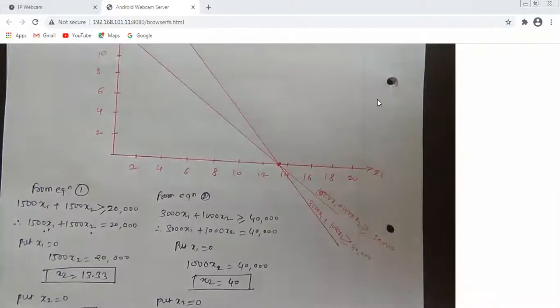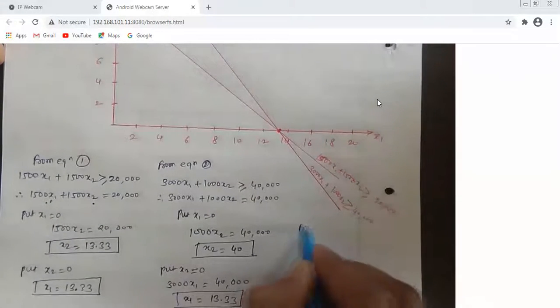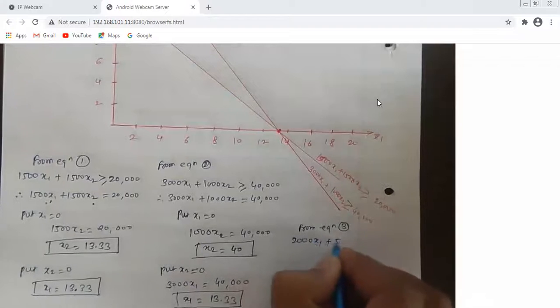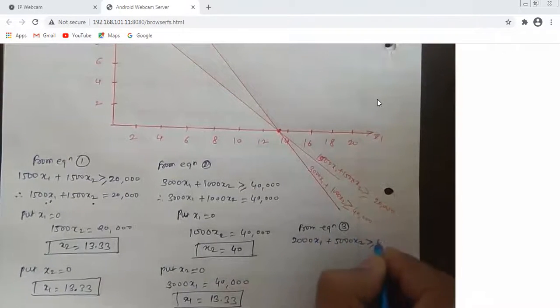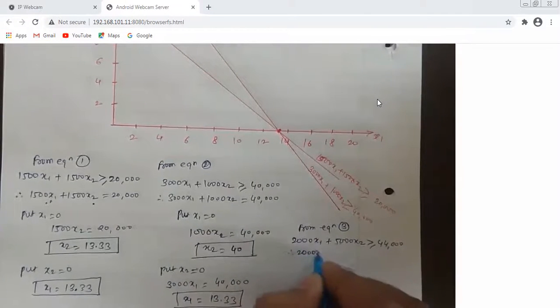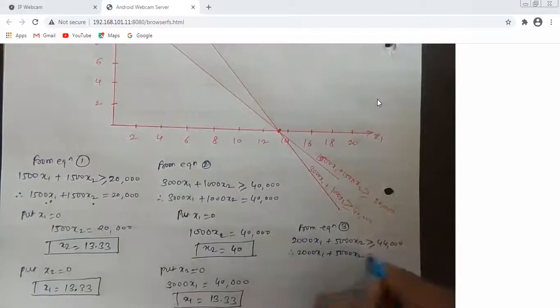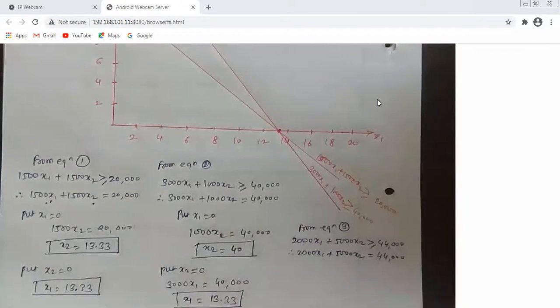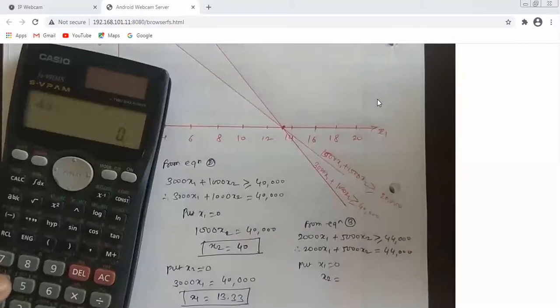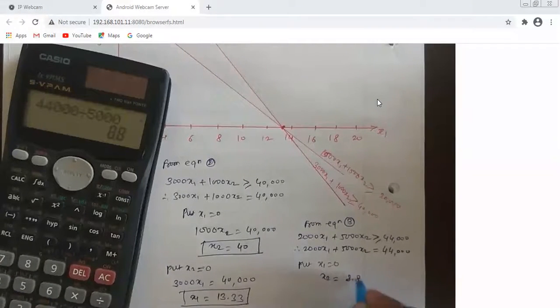Now we'll get the value of x1 and x2 from equation number 3. What is that equation number 3? 2000 x1 plus 5000 x2 greater than or equal to 44,000. This is the equation, and we can write this equation like this. 2000 x1 plus 5000 x2 is equal to 44,000. So simplify that. I will put first x1 is equal to 0, then x2 will become 44,000 divided by 5,000. It is 8.8.